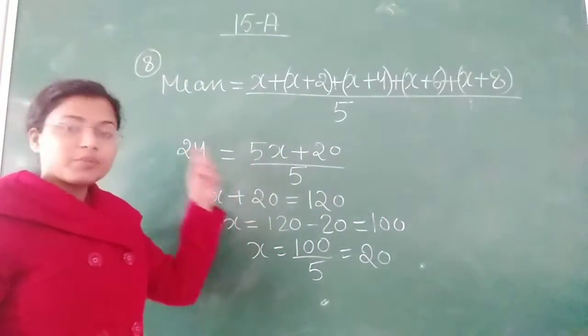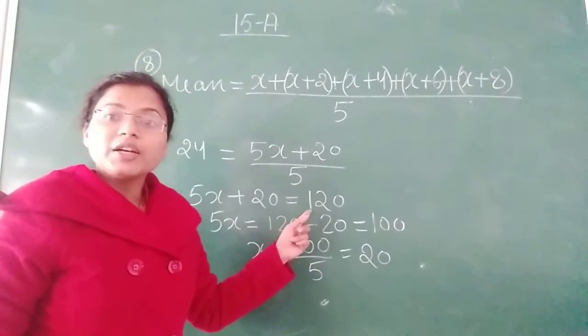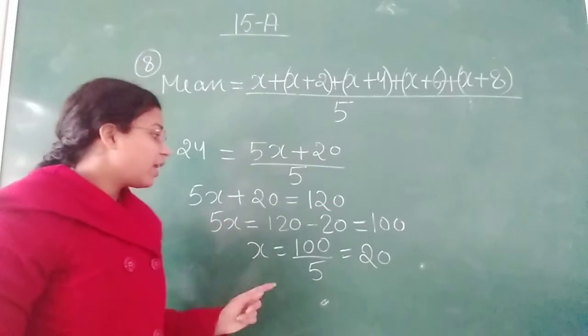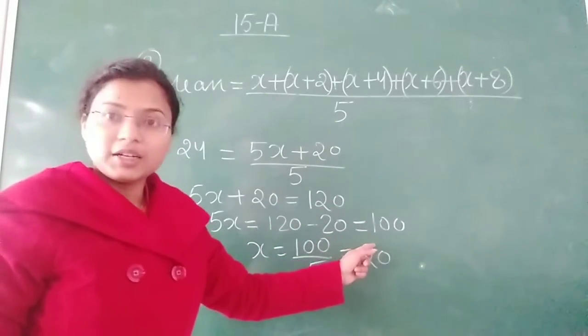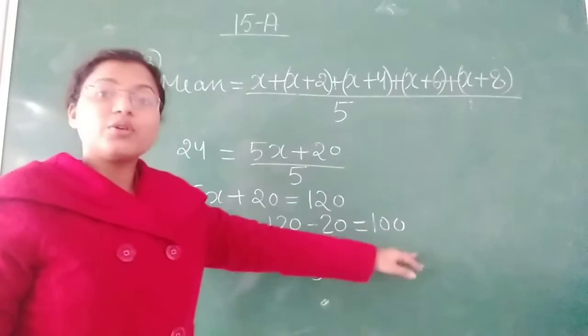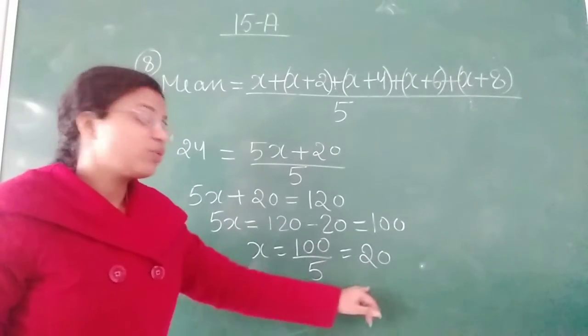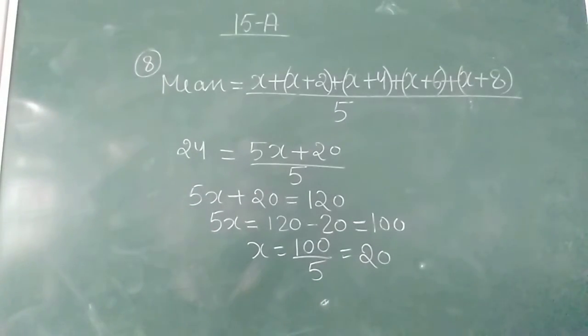Now we will do a cross multiply. When we do a cross multiply, this will give you 120. Now 20 will go on the right hand side and this will become subtraction, which will give you 100. Now 5x is equal to 100, then x will be equal to 100 upon 5, which will give you 20. So this is your solution.